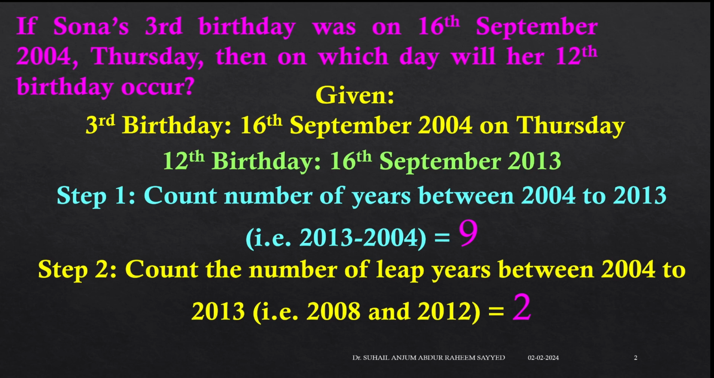Now here, although 2004 is a leap year, we don't have to count it because the given date is 16th September, which is after February. Therefore, 2004 as a leap year will not be counted in this calculation. Then we have 2008 as one leap year in this period, and 2012 is again a leap year. So there are two leap years during this period, that is 2008 and 2012. So the number of leap years is equal to 2.